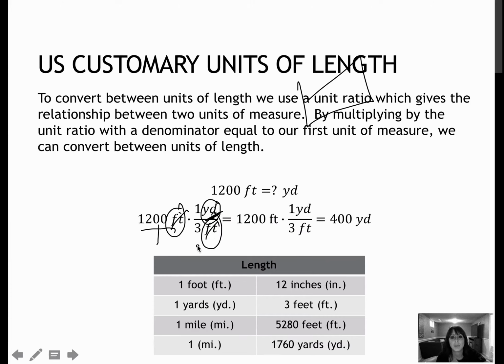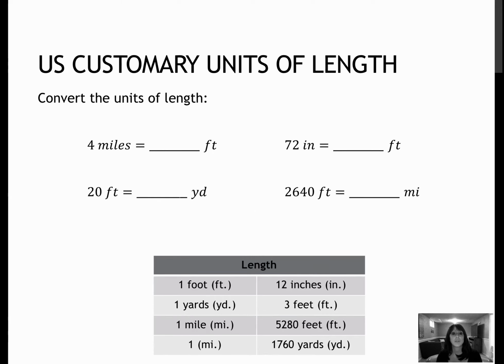The numbers that I'm using here come from the lengths that I can equate. I know that a yard is equal to 3 feet, so 1 yard to 3 feet is the ratio that I used, and then of course we would just multiply. When we multiply, the feet would cancel out. I would get 1,200 times 1 divided by 3, which is 400, and notice I've labeled it there in yards.